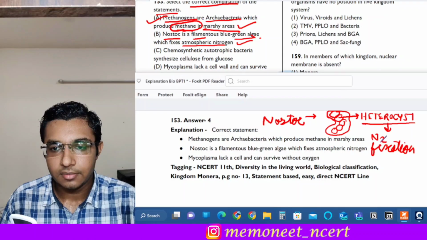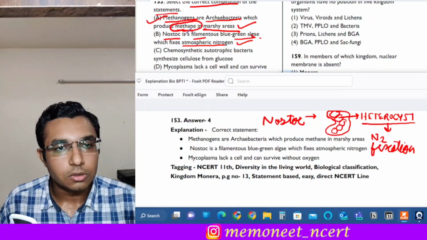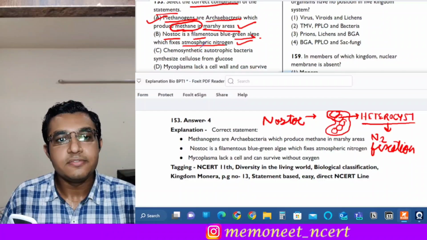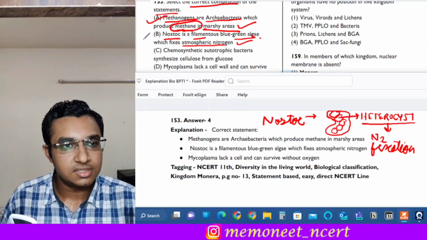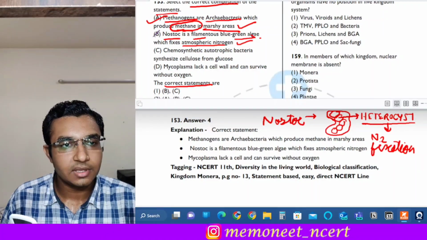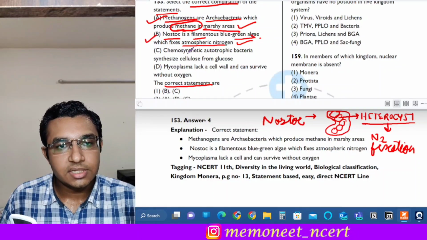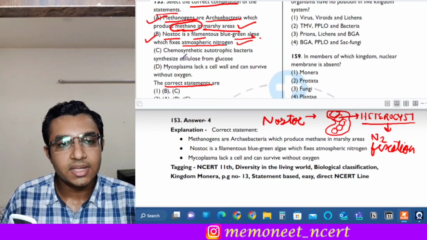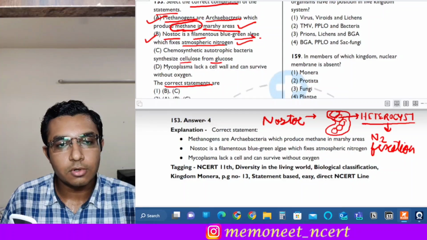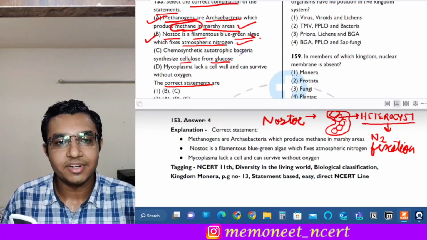All right. So yes, the nostoc is a filamentous blue-green algae which fixes the atmospheric nitrogen. This statement is also correct. Okay. Then the third statement is chemosynthetic autotrophic bacteria synthesize cellulose from glucose. So see, this statement is incorrect, okay?